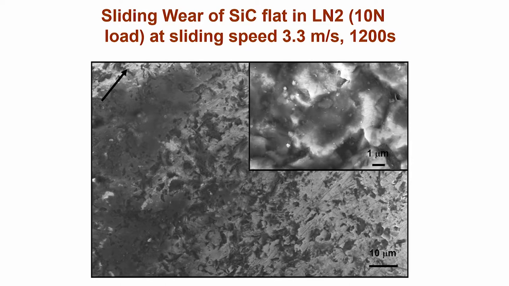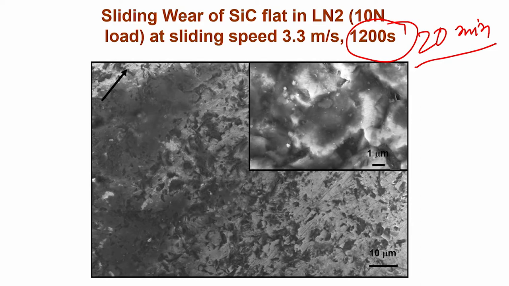So, this is at an even higher sliding speed of 3.3 meter per second at 10 Newton load, and here again we have done the experiments up to 1200 seconds. So, 1200 seconds means 20 minutes. I think I might have mentioned in the earlier lecture that there are two major difficulties with using these cryogenic sliding wear experiments.